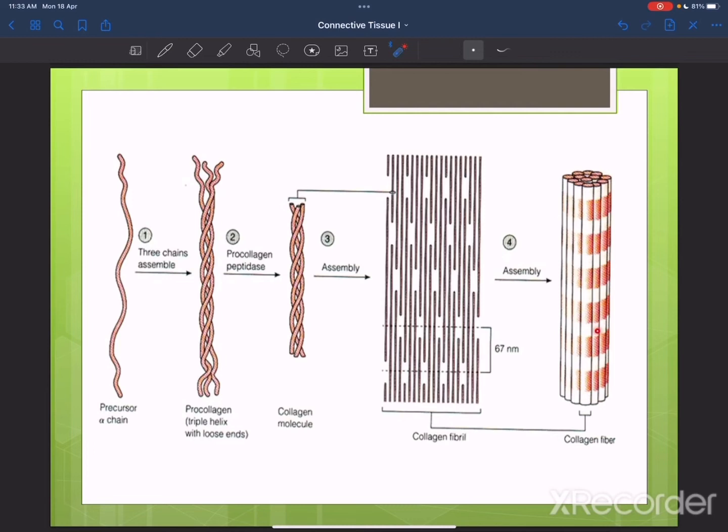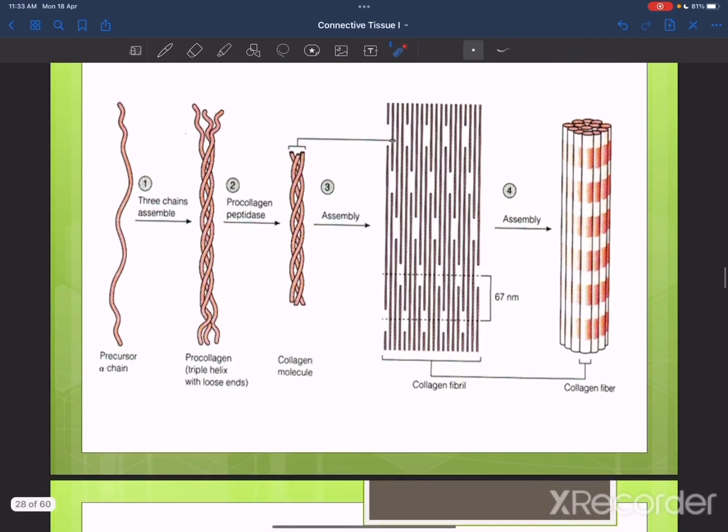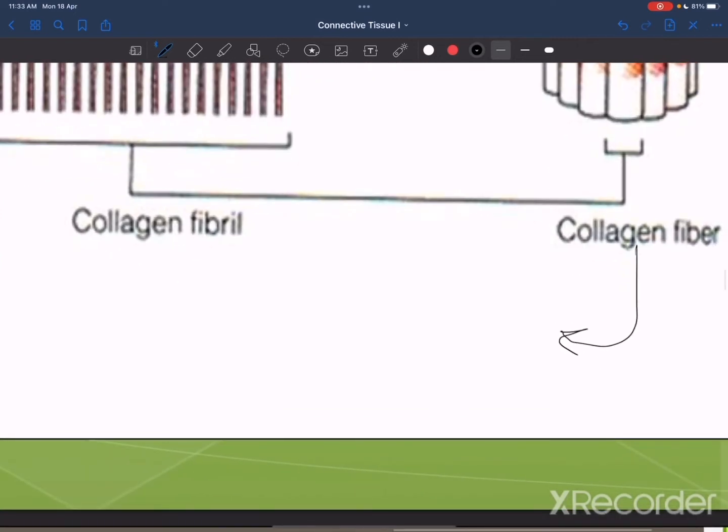A fiber is made of a group of collagen fibrils. A group of collagen fibrils collect together to form a collagen fiber. A group of collagen fibers together we call a collagen bundle. Unlike collagen, elastic fibers will not form bundles. So the collagen bundles form a larger diameter structure under the light microscope.